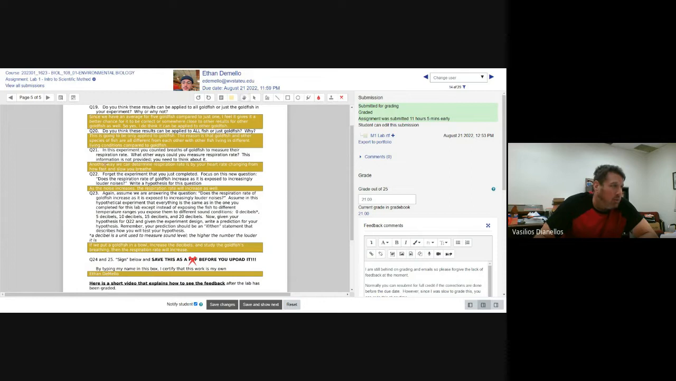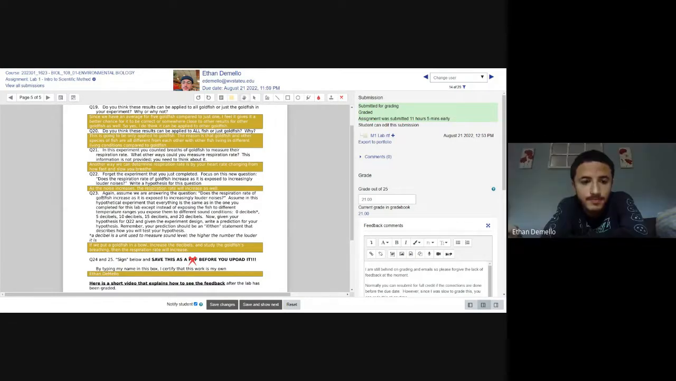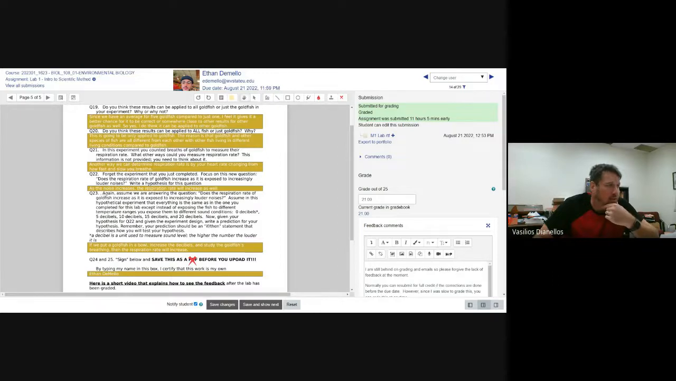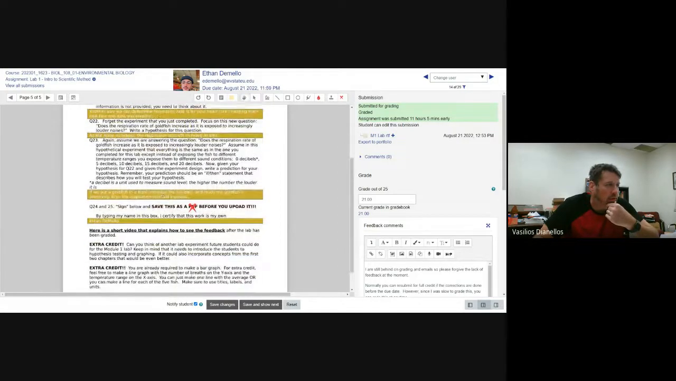Okay, 21. Another way we can determine respiration rate, heart rate, right? Yeah, if we could somehow figure out a way to measure the goldfish's heart rate, that would work. Write a hypothesis: as the noise increases, respiration will increase. Good. You did good on that.